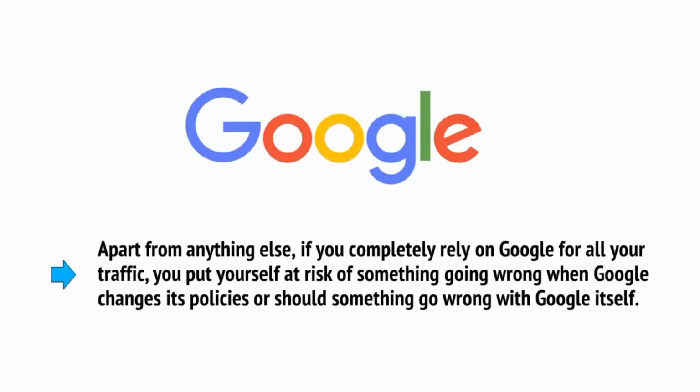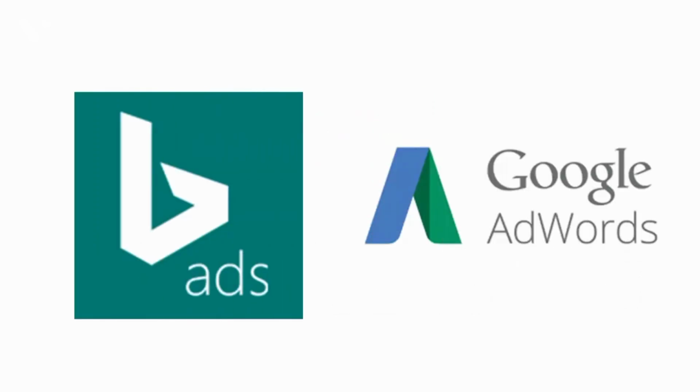And apart from anything else, if you completely rely on Google for all of your traffic, you put yourself at risk of something going wrong when Google changes its policies, which it does all the time, or should something go wrong with Google itself. Look, this is a video about Bing ads, but that doesn't mean we have to be unrealistically biased towards Bing here. There are still plenty of good reasons to prioritize your Google AdWords campaign. The biggest being simply that Google AdWords lets you reach a bigger audience. But with that said, it makes a lot more sense to make sure that you're on both. The Google apocalypse may never come, but you should still have a contingency plan in case it does.